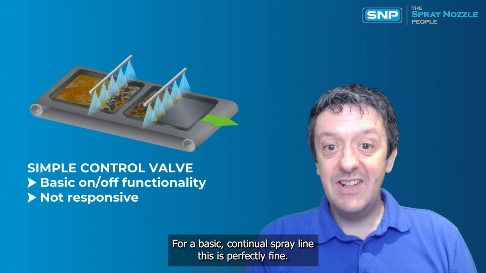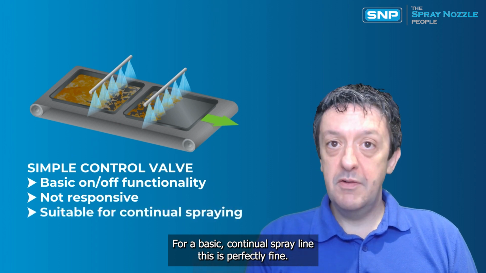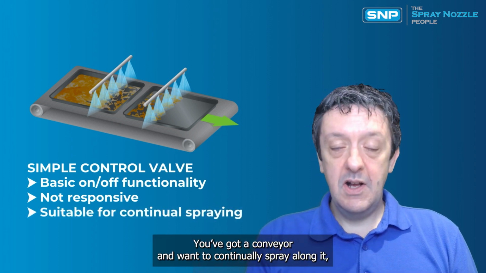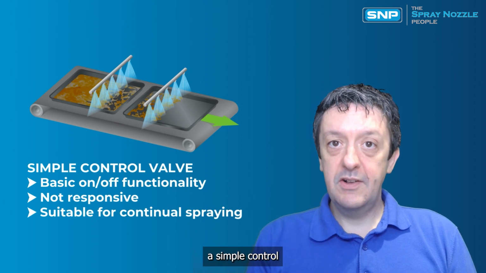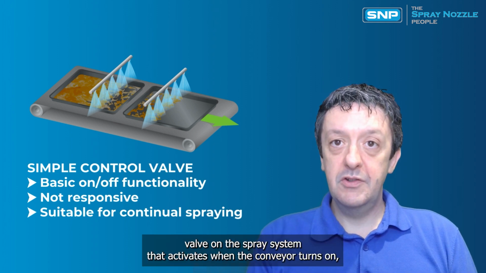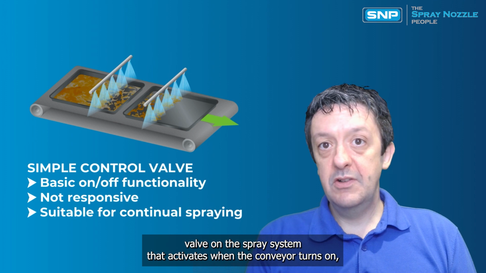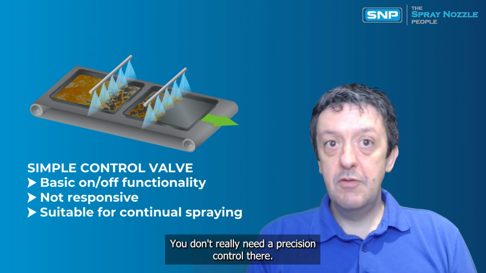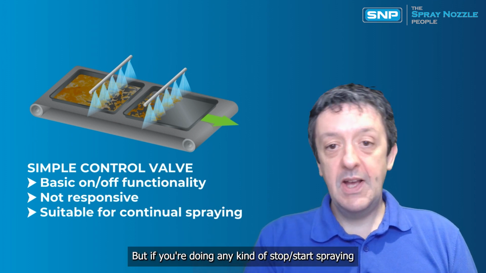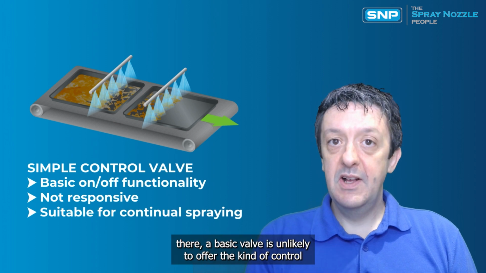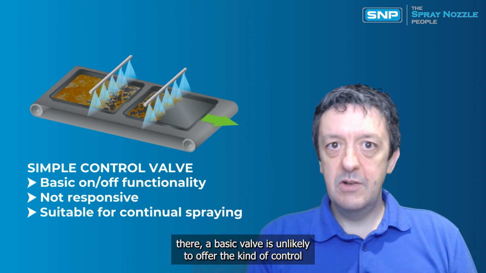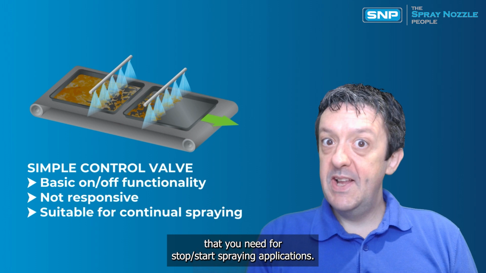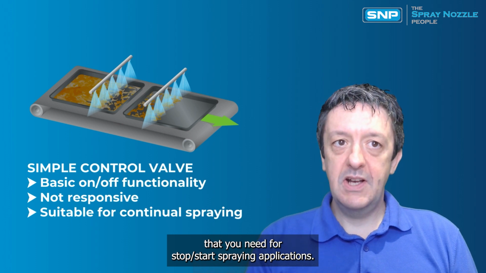For a basic continual spray line, this is perfectly fine. So you've got a conveyor and you want to continually spray along it. A simple control valve on the spray system that activates when the conveyor turns on is perfectly fine. You don't really need precision control there. But if you're doing any kind of stop-start spraying, a basic valve is unlikely to offer the kind of control that you need for stop-start spraying applications.